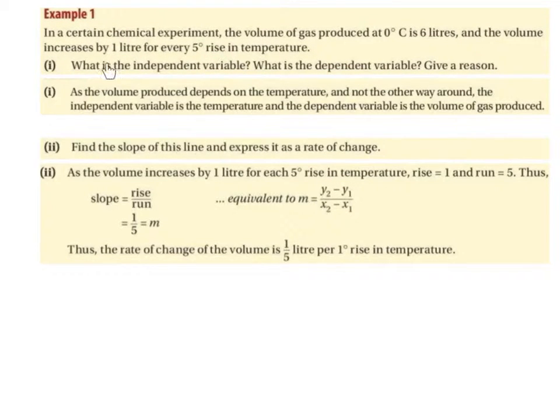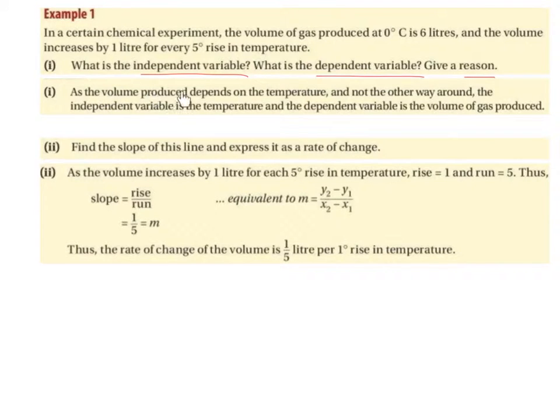So part 1, what is the independent variable? What is the dependent variable? Give a reason. As the volume produced depends on the temperature and not the other way around, the independent variable is the temperature and the dependent variable is the volume of gas produced.